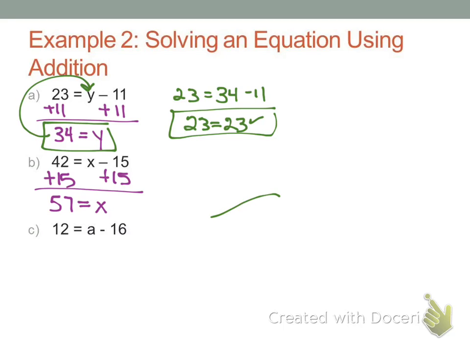And then you plug it in. 57 minus 15. Yep, 57 minus 15. 42 equals 57 minus 15. 42 equals 42. Checks out.